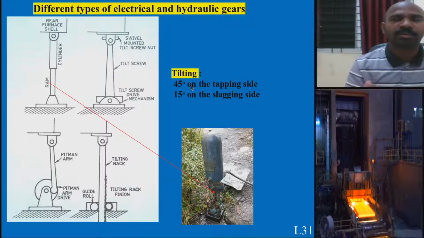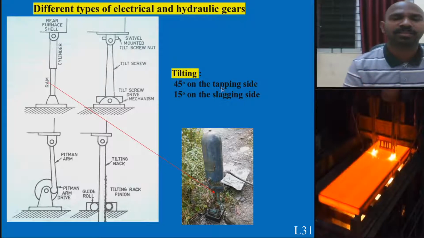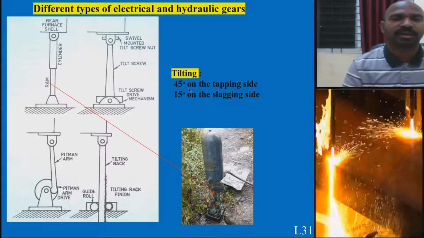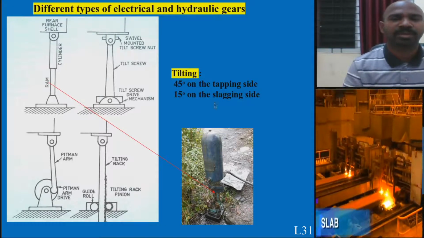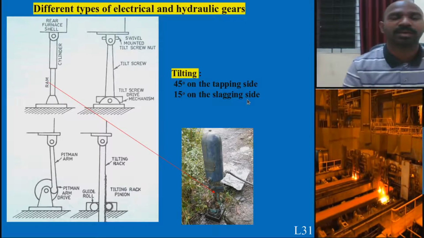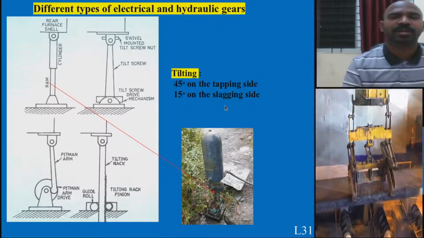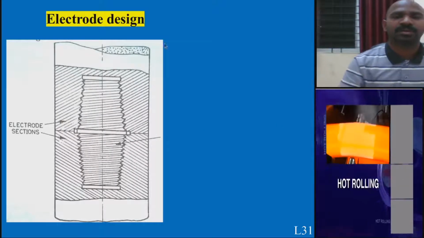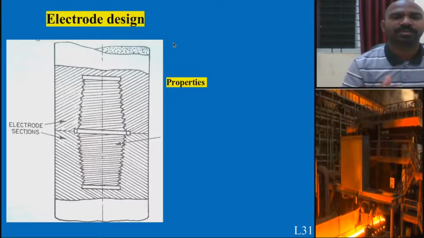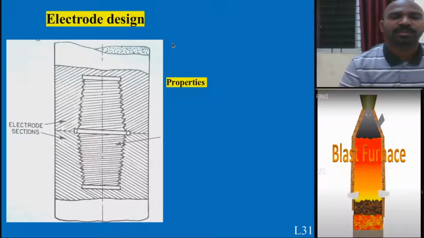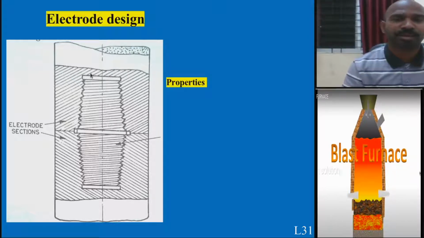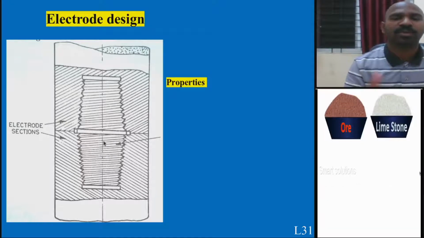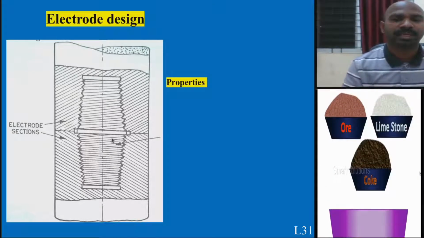Especially these parameters are fixed. For tapping the molten metal, a tilt of 45 degrees maximum can be chosen. For the slag side, at the slag door, 15 degrees maximum angle is preferred. And electrode design: the electrodes used in an electric arc furnace mainly depend upon their properties. This is a very complicated design. It is made by casting, a continuous rod type. These are the serrations, connections, where electrode sections are connected.